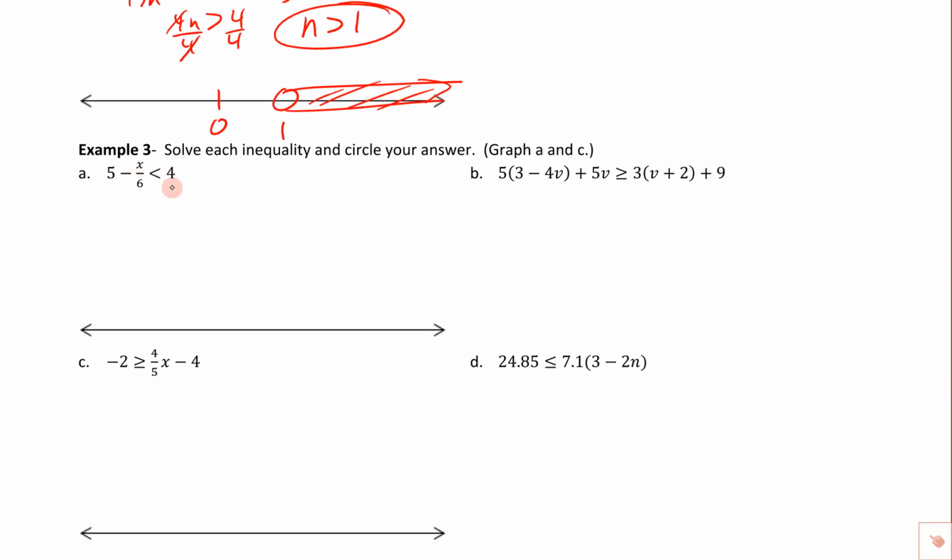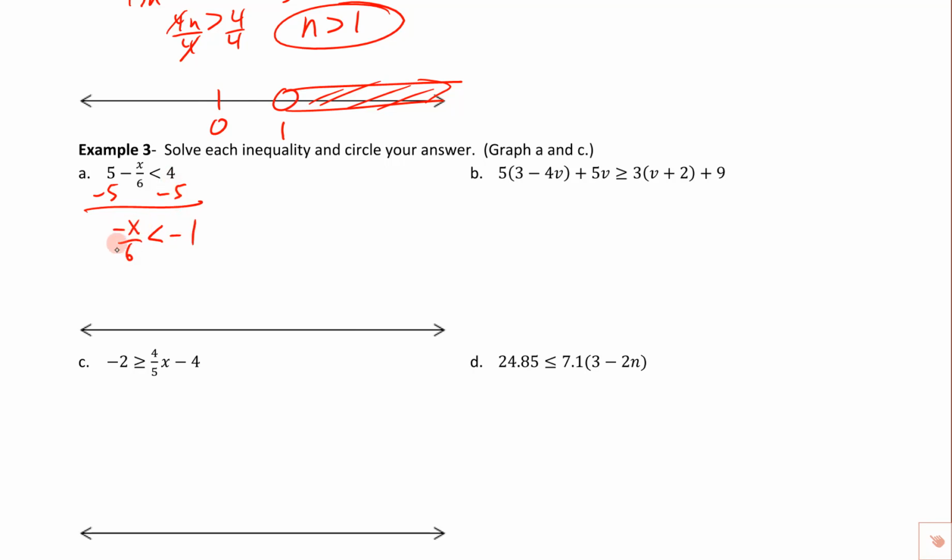Let's do this one right here, just a little two-step one right here. So let's go through, and I'm going to subtract 5 from both sides. That's going to give me negative x over 6. We're just subtracting, so that doesn't change the direction. 4 minus 5 is negative 1.